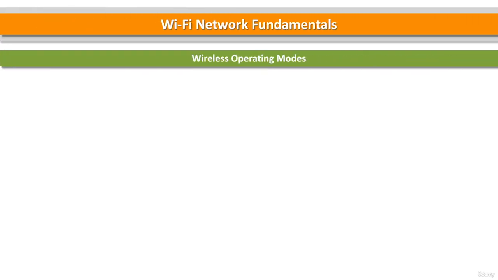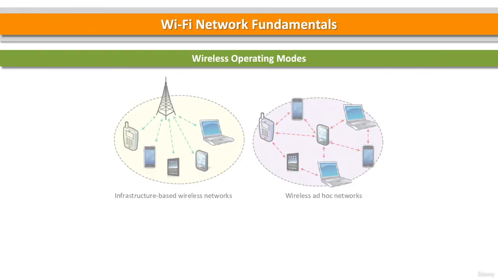There are two main wireless operating modes: infrastructure and ad hoc. In the case of wireless networking in infrastructure mode, you are connecting your devices using a central device, namely a wireless access point.